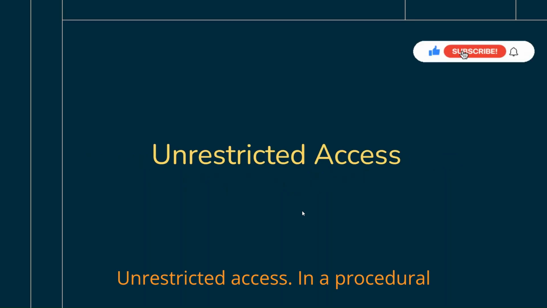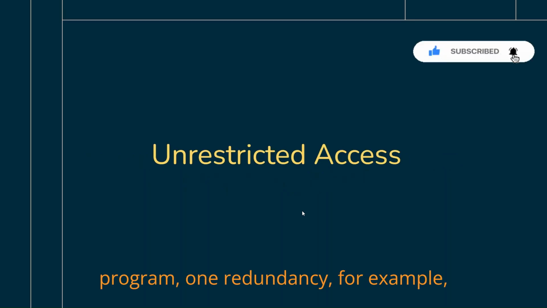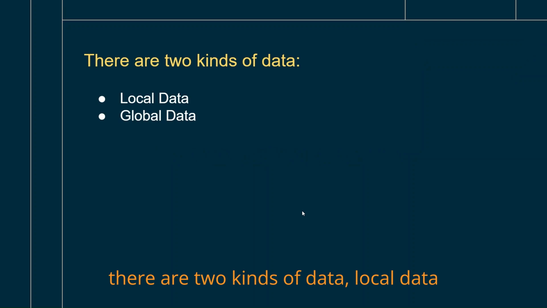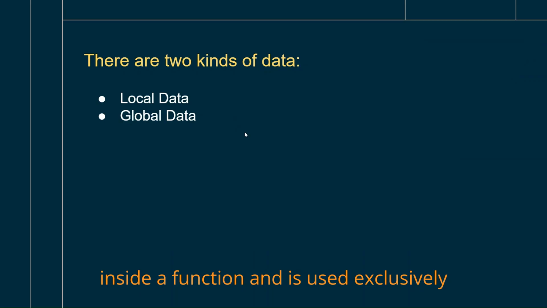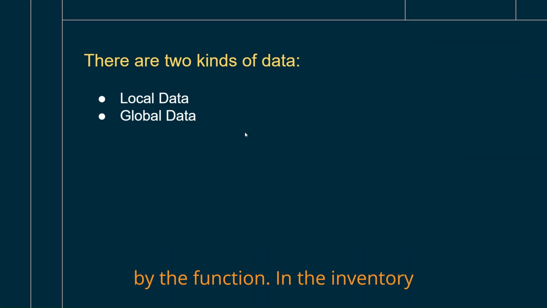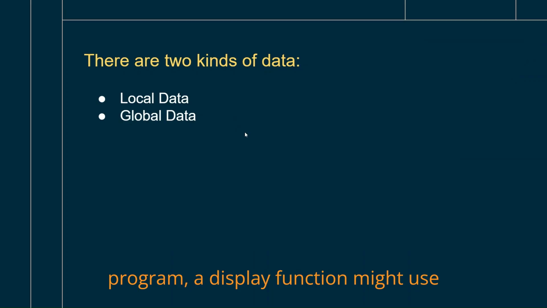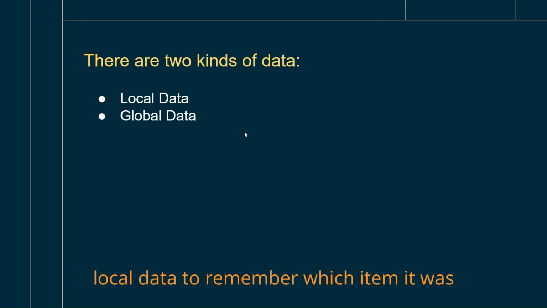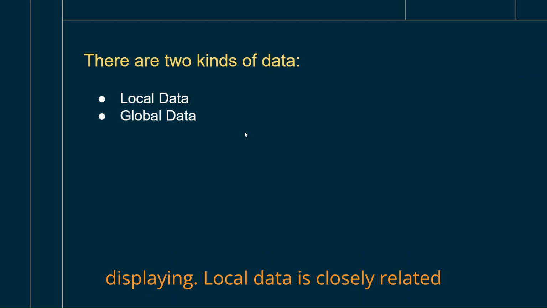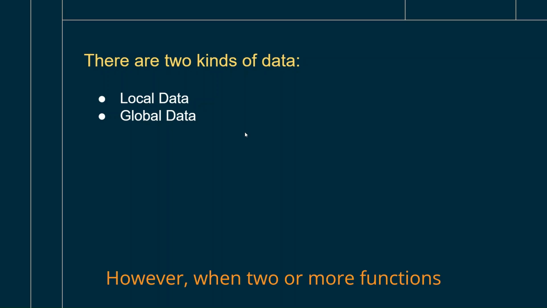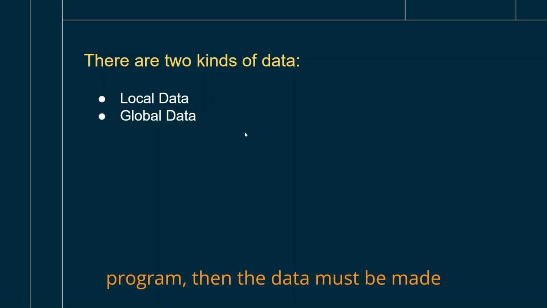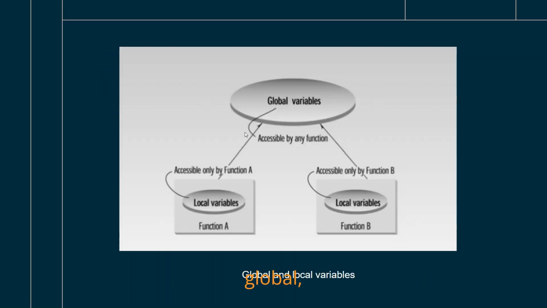Unrestricted access. In a procedural program, one written in C, for example, there are two kinds of data: local data and global data. Local data is hidden inside a function and is used exclusively by that function. In the inventory program, a display function might use local data to remember which item it was displaying. Local data is closely related to its function and is safe from modification by other functions. However, when two or more functions must access the same data, and this is true of the most important data in the program, then the data must be made global.